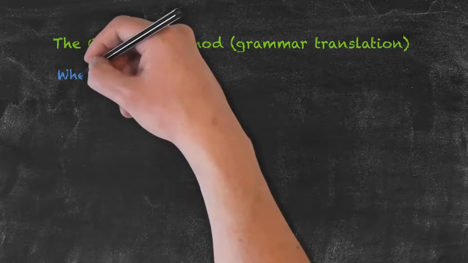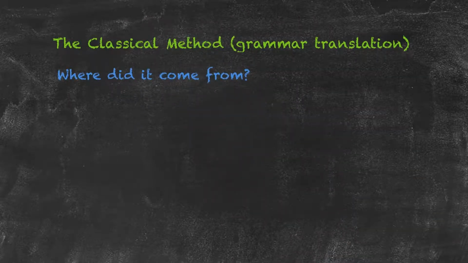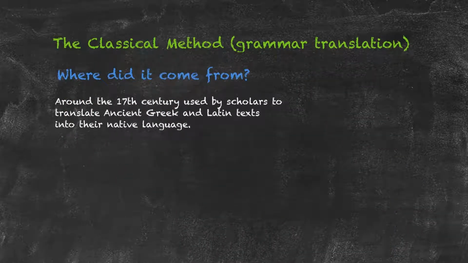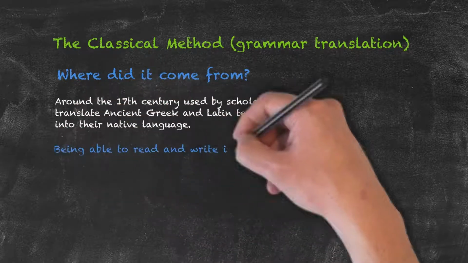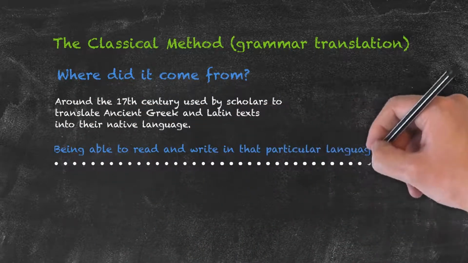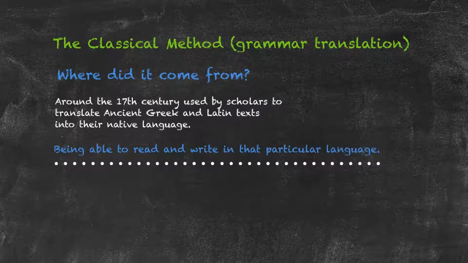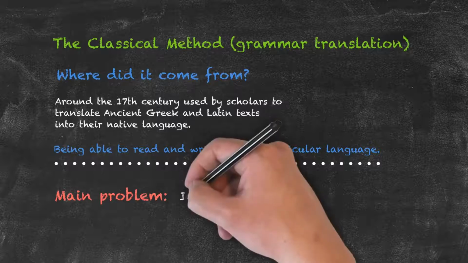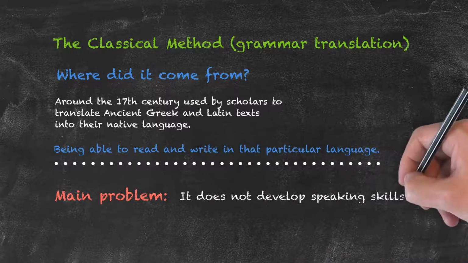Okay, and so if we look at the first question, where did it come from? Basically, around the 17th century, it was used by scholars to translate ancient Greek and Latin texts into their native language. The whole idea of grammar translation was therefore based on being able to read and write in that particular language. This methodology was never intended for the learning of speaking. Now, it's very strange that this particular method is actually the most popular method for the teaching of languages throughout the world. And we've just said that that does not involve speaking skills. So one of the main problems with the classical method or grammar translation is that it does not develop speaking skills. What does it involve?